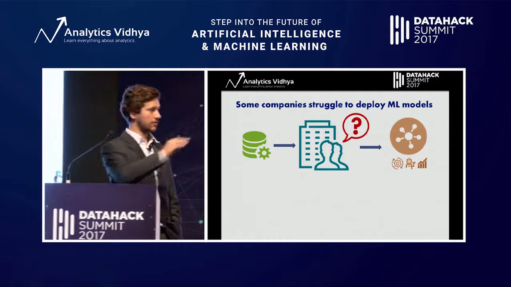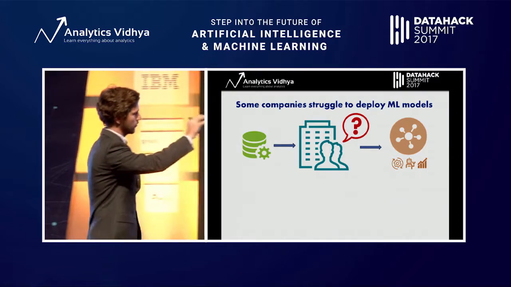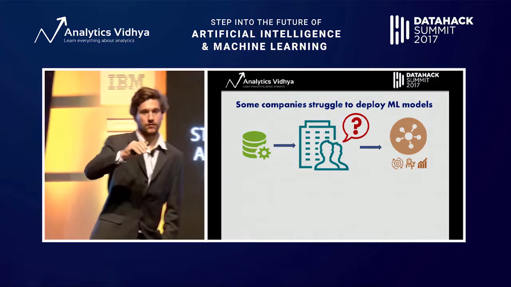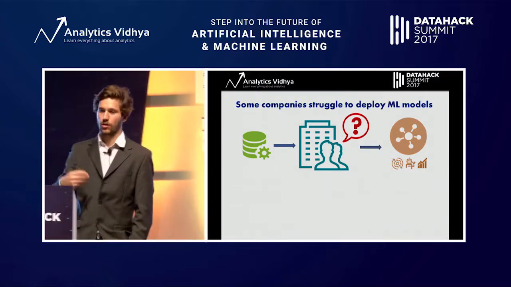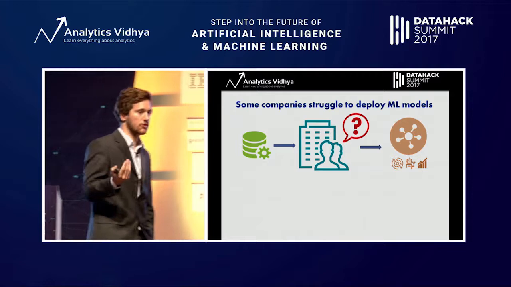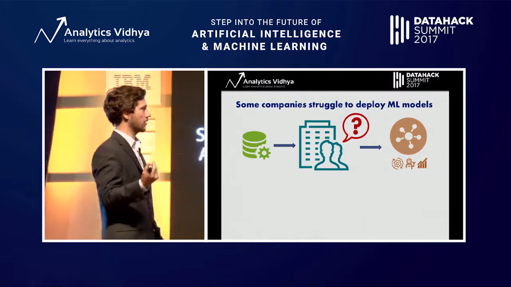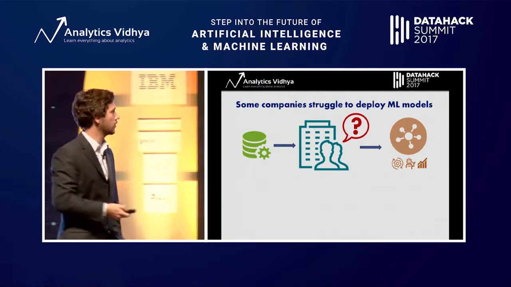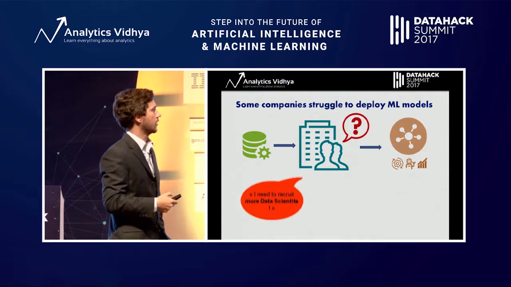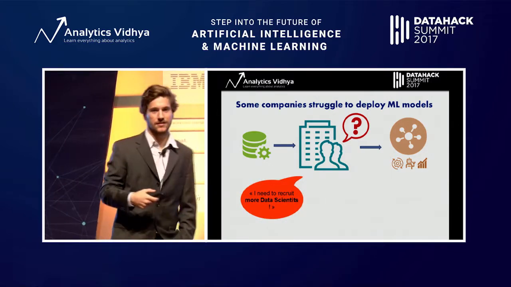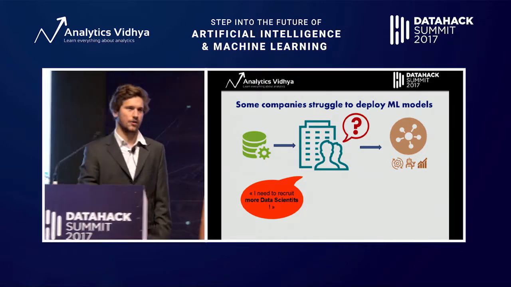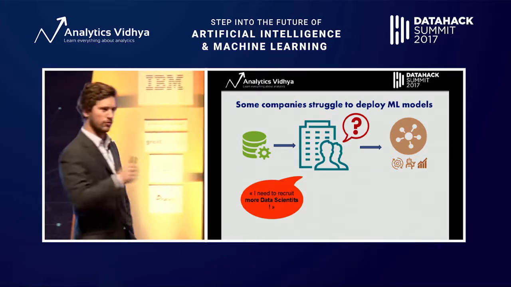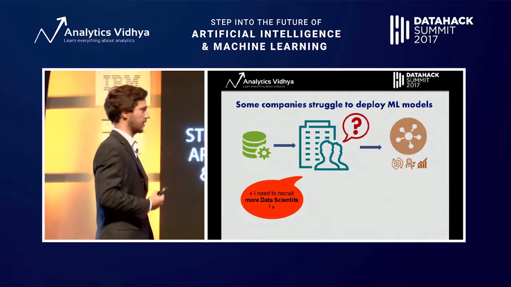Okay, so here's the diagram. You've got your data. Companies have also understood that they need to track data, so they store a lot of data, and then they don't know what to do next. They say, okay, I've fit a model, but I don't know what to do. Here is the negative behavior you would find in some companies: I've got a lot of data, I know that there are a lot of use cases, so I need to recruit more data scientists.